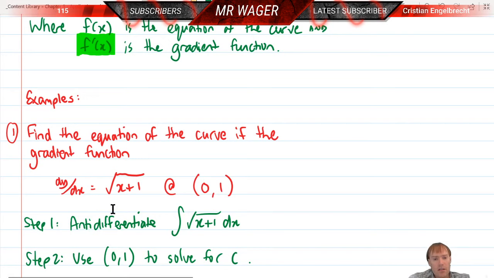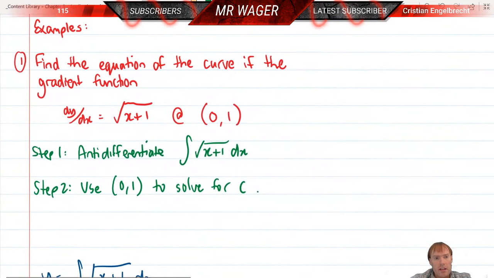So the first step here is we want to antidifferentiate this thing, just like that. And then use the coordinate, use the fact that it goes through 0 and 1. So 0 is the x value, 1 is the y value. And then use those bits of information to substitute into your antiderivative to find C. And if you wanted to pause this video right now, you want to try this for yourself, please try and do that. Otherwise, we will keep going.